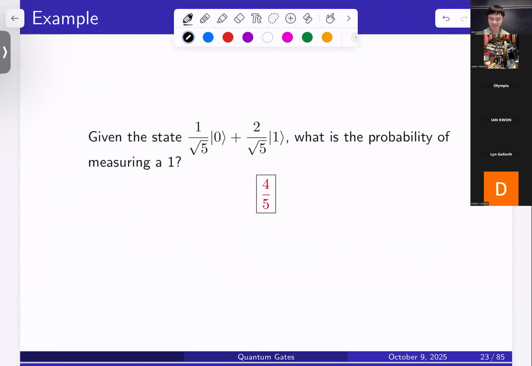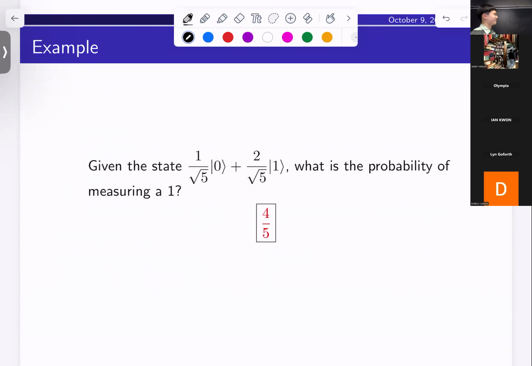Okay. I get that the answer is here, but does everyone get why the probability of measuring a 1 in this case is 4/5? Anyone have a question about this? So just for one more example, I'm going to have maybe 2 questions about this. One, what is the probability of getting a 1 in this case?